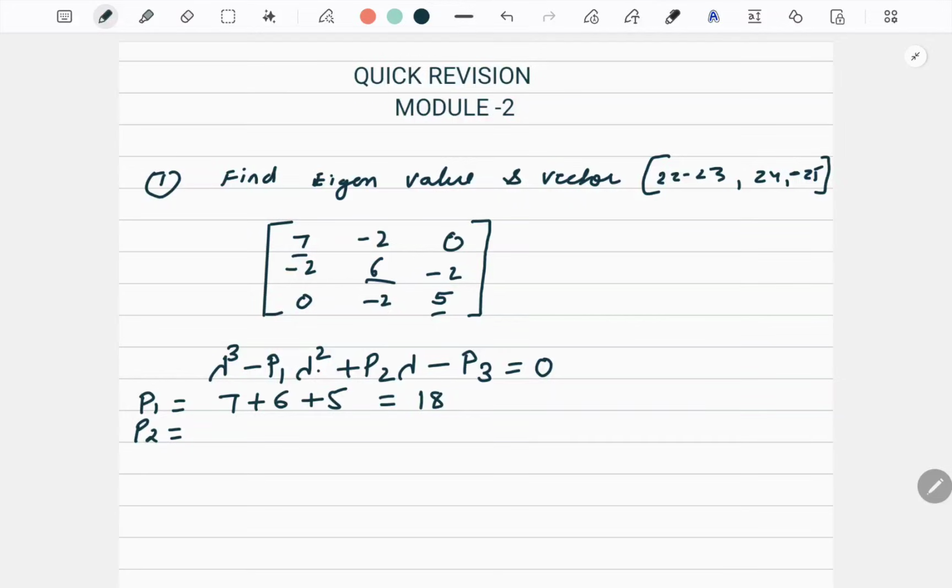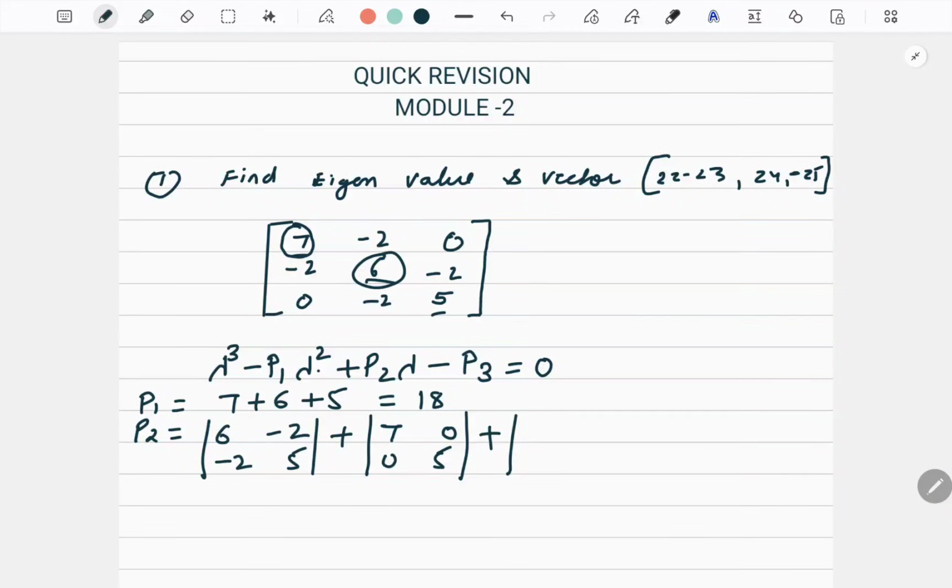P2 is the sum of minors of the diagonal elements. The sum of minors of the diagonal elements means, first, when I write the minor of 7, I hide the row where 7 belongs and the column where 7 belongs. So what is left? 6, minus 2, minus 2, 5. Plus, now for 6, what is the minor? Hide the middle row and middle column. So 7, 0, 0, 5. Plus, hide 5, the row and column corresponding to 5. So 7, minus 2, minus 2, 6.